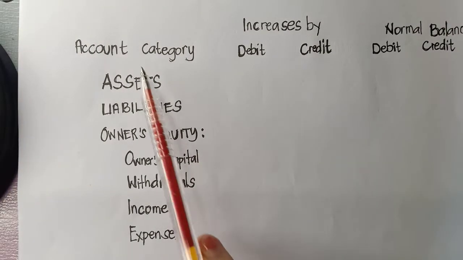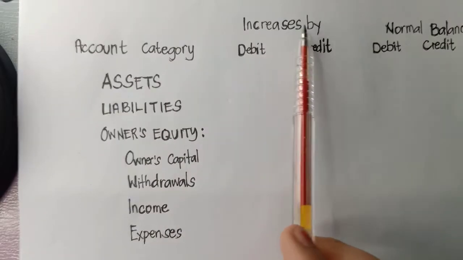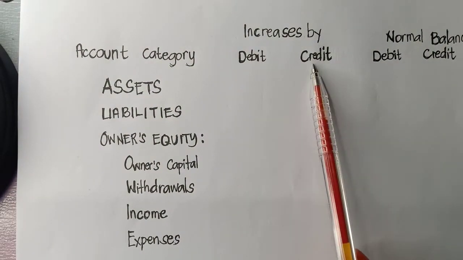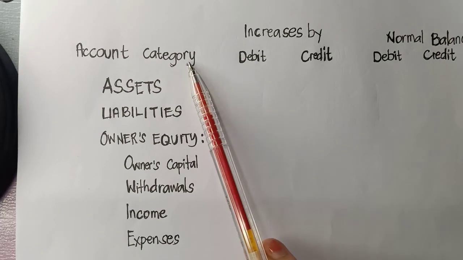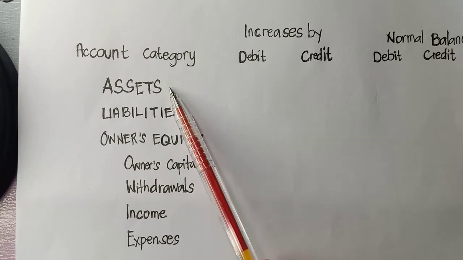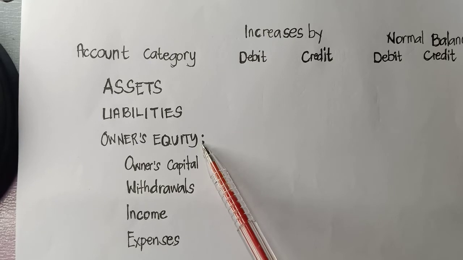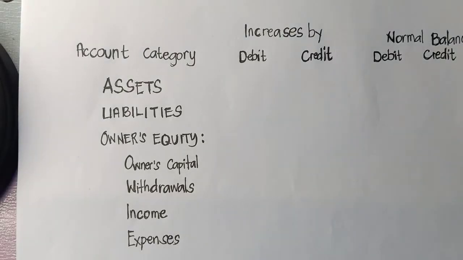So, here we have the account category. We also have increases by either debit or credit. Next is the normal balance, either debit or credit. Under the account category, we have assets, liabilities, and owner's equity. And under the owner's equity, we have the owner's capital, the withdrawals, income, and expenses.